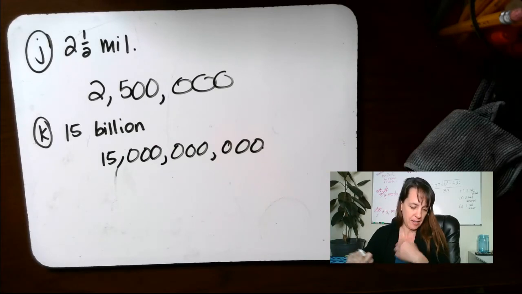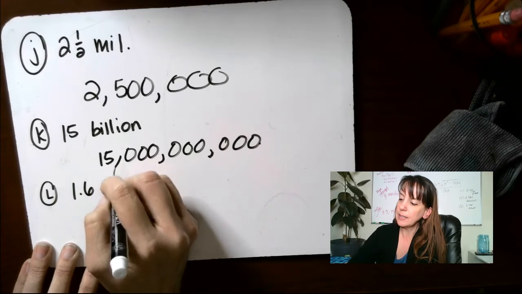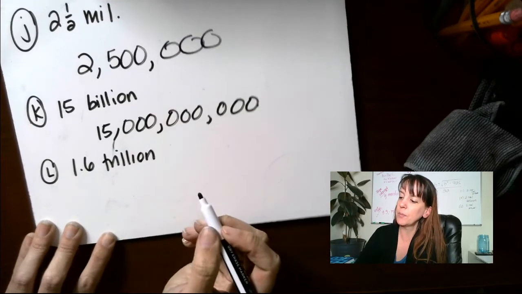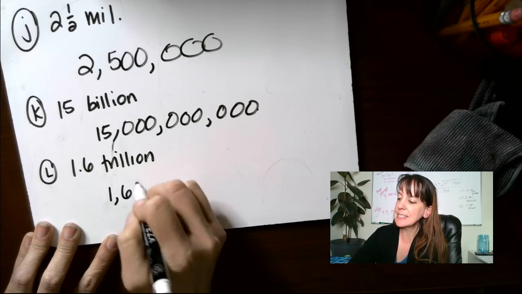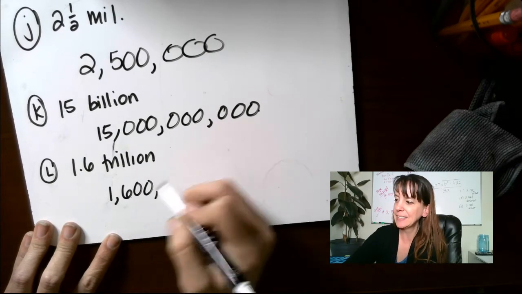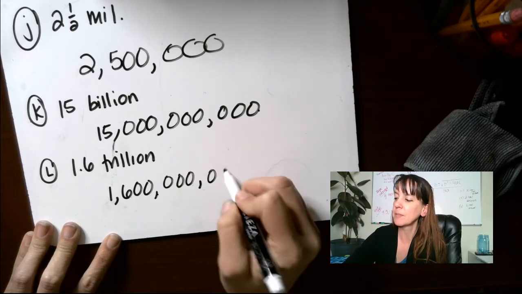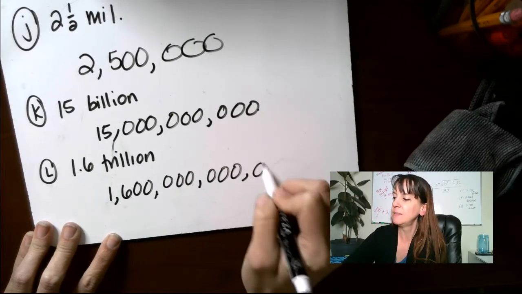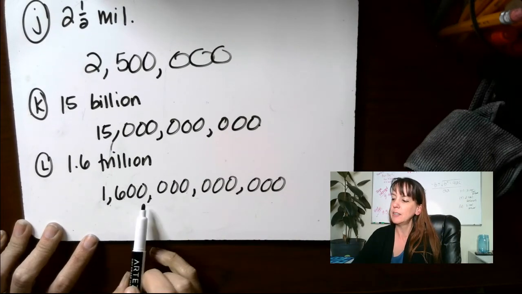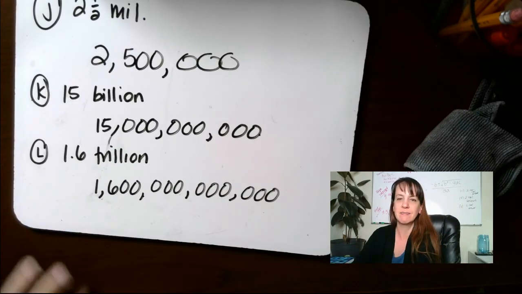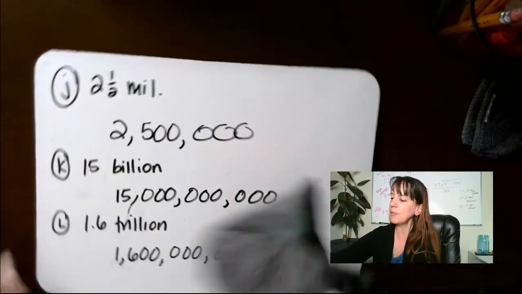And then L is 1.6 trillion. So we've got 1,600,000,000,000, and then that's billion, and then we've got million, and we've got thousand, then we've got till the end. Okay, so trillion, billion, million, thousands.